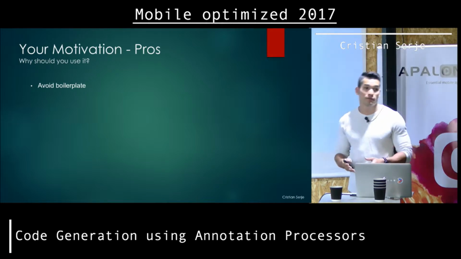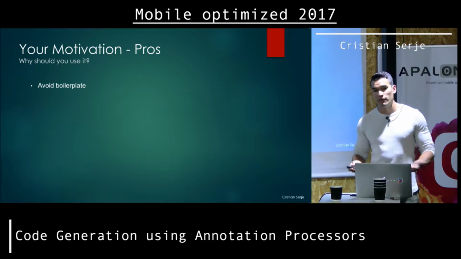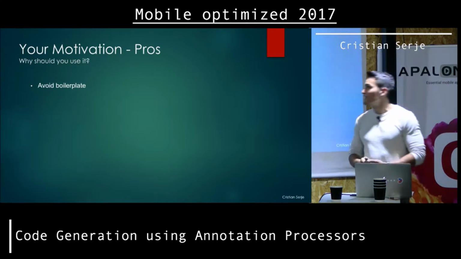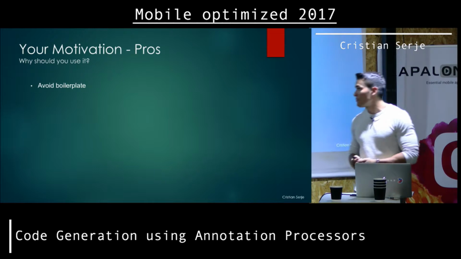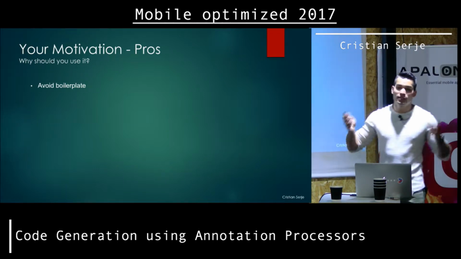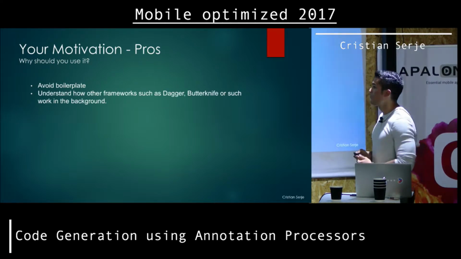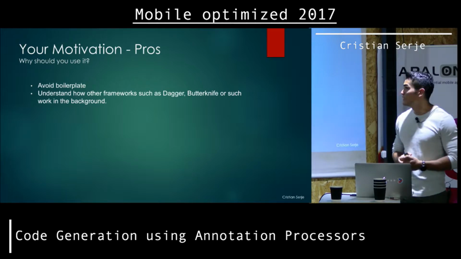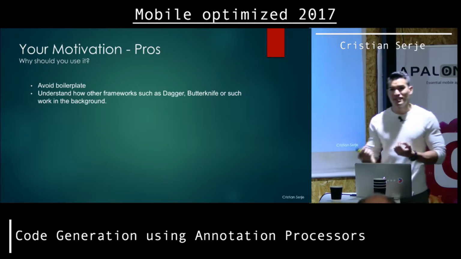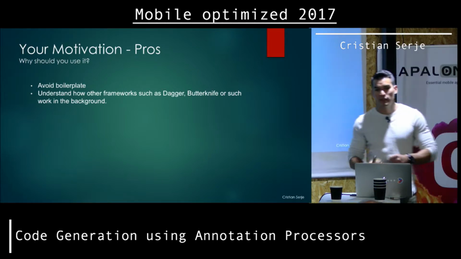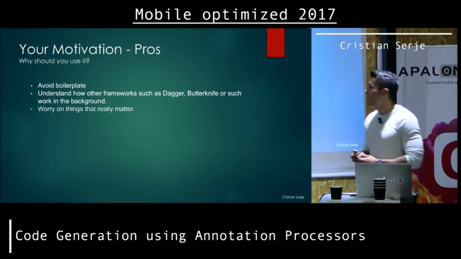Of course, one of the main ones is that you will avoid boilerplate. We know how Java is a boilerplate house. That's why a lot of people are moving to Kotlin and stuff, because of those boilerplates. So it will just help you a lot. You don't have to worry about this boilerplate code. As I said, you will understand how other frameworks such as Dagger, Butterknife, or Serje work in the background, because even though you are using them, you just see the code and you're like, okay, it's working, but why? It has some logic going on behind it.